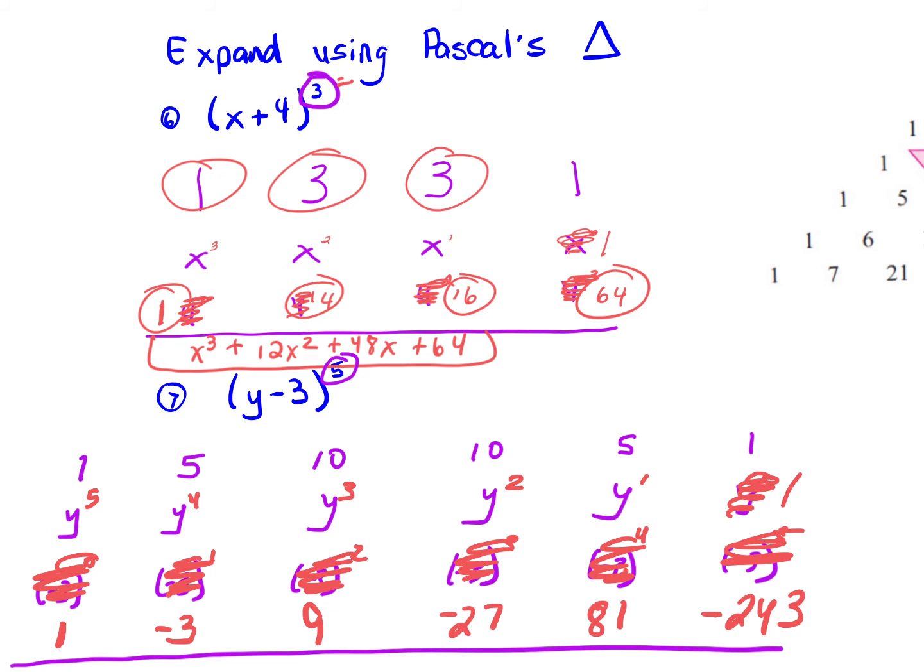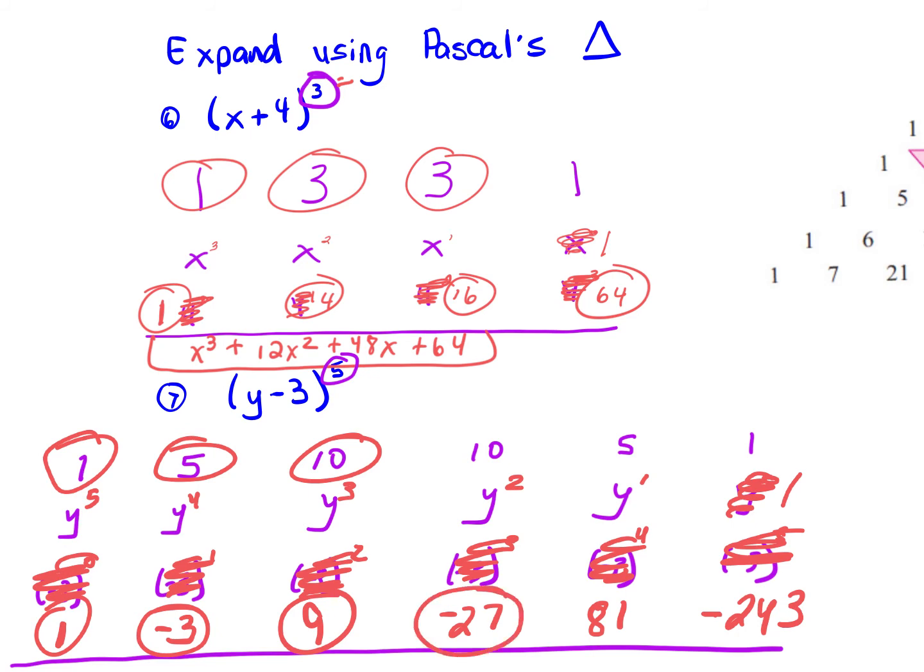Just don't miss anything on the top or anything. Circle it. 1 times 1 is 1. Then I have y to the fifth. 5 times -3 gives me -15y to the fourth, right? Okay? 10 times 9 gives me positive 90y to the third. Negative 27 and 10 is negative 270y squared, right? 81 times 5 is what? 405? Okay, so plus 405y minus 243. And that's it.